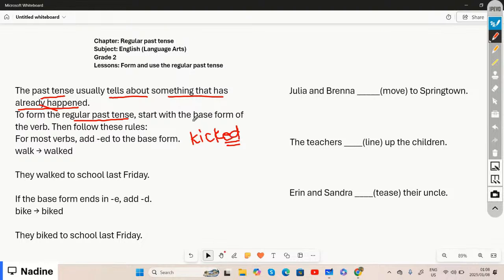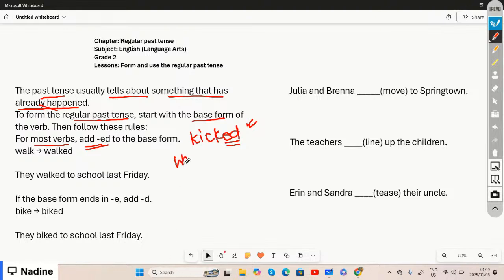So here it says we start with the base form of the verb, and then all we do is add ed to the base form, and that shows the past tense, right? So instead of saying I kick the ball now, we can say in the past tense, I kicked the ball.